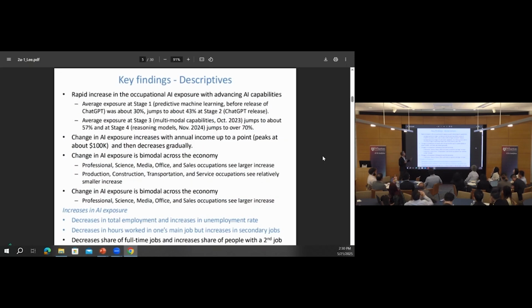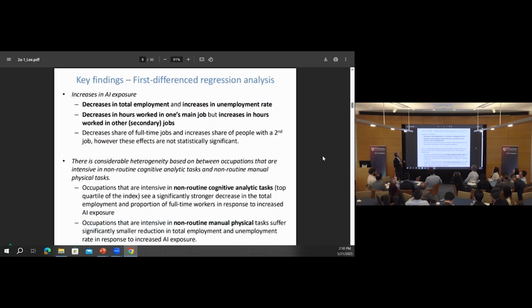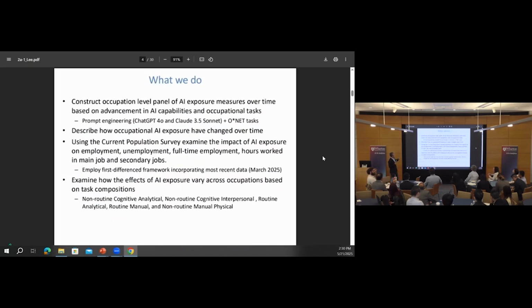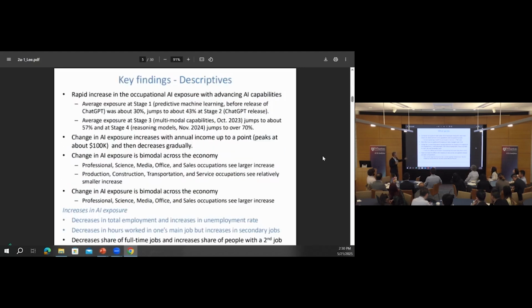Key finding is, I think this is a previous version of the slide. There's actually another slide that was up. I'll just use this one.